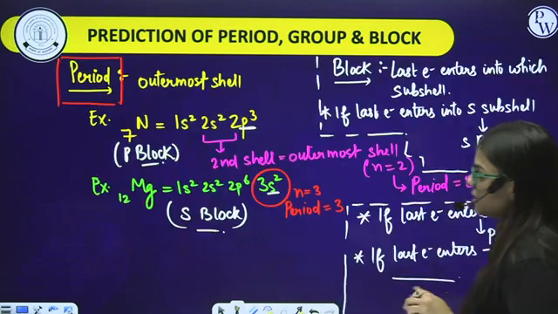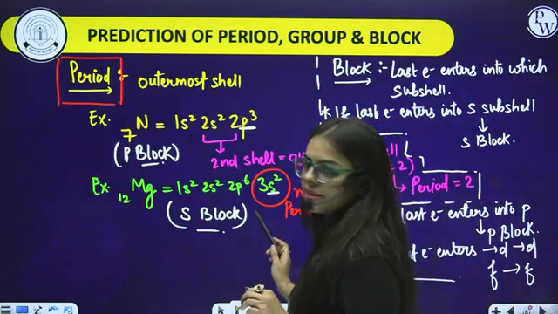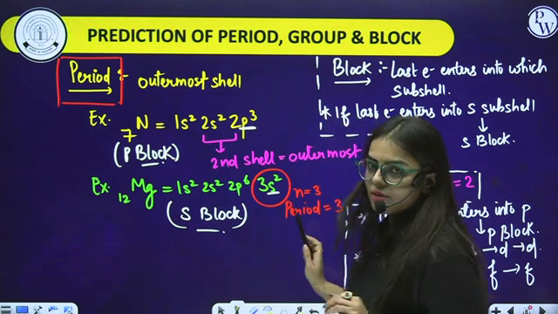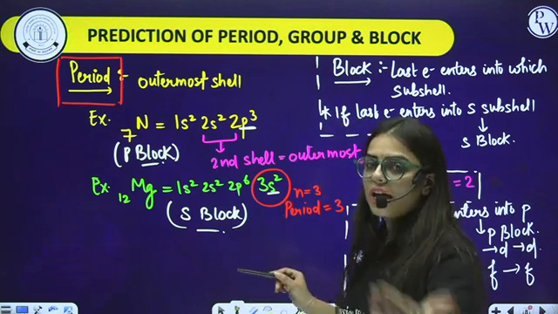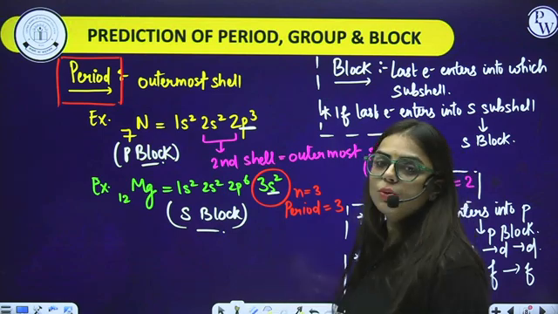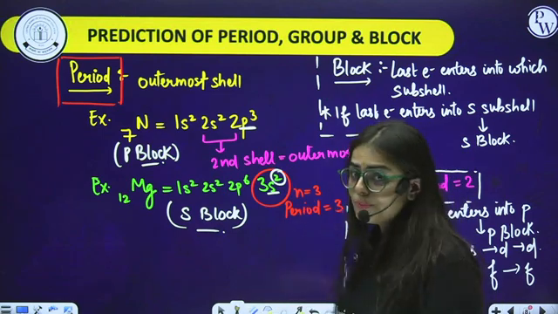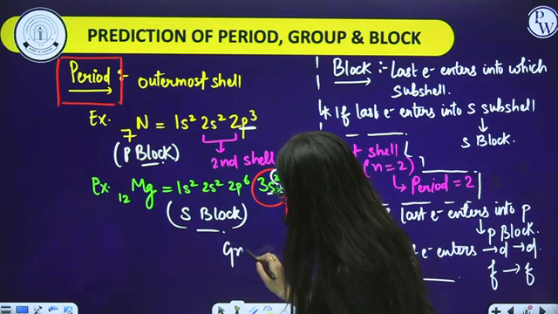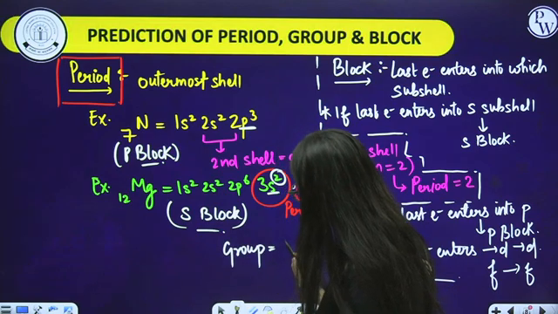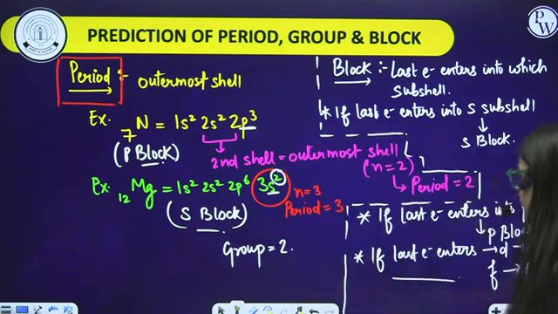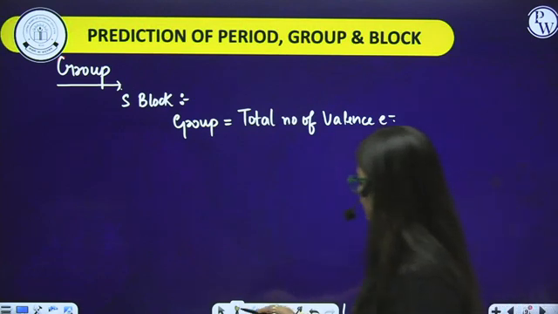Let us consider the previous case only. This is the S block element, right? So here last electron enters into S subshell. So calculate total valence electrons. Now, what are the total valence electrons? The outermost shell electrons. So over here, the outermost shell electrons are 2. That means the group number here comes out to be 2. Got my point? Very good. Take one more example over here.